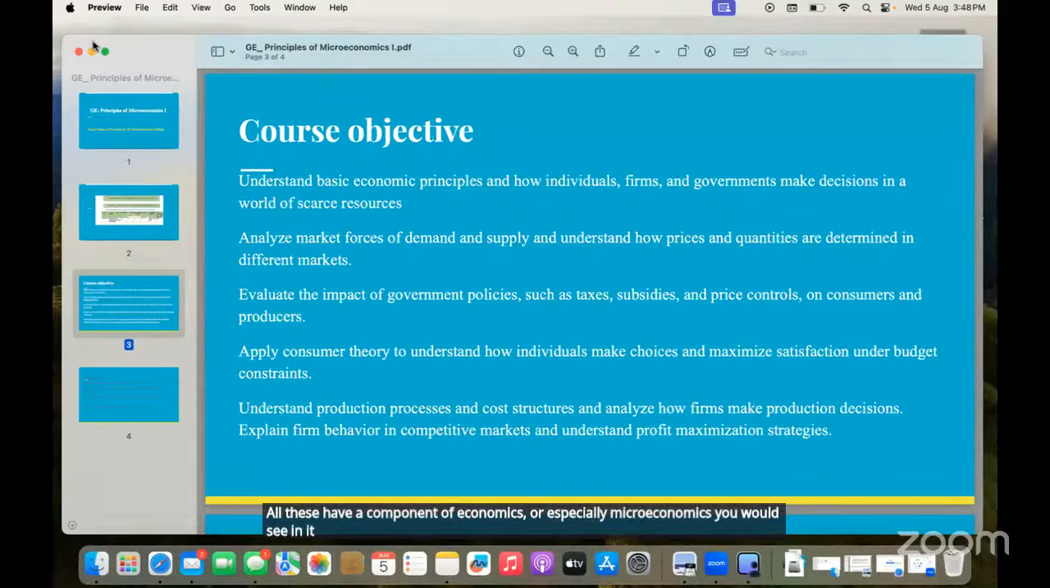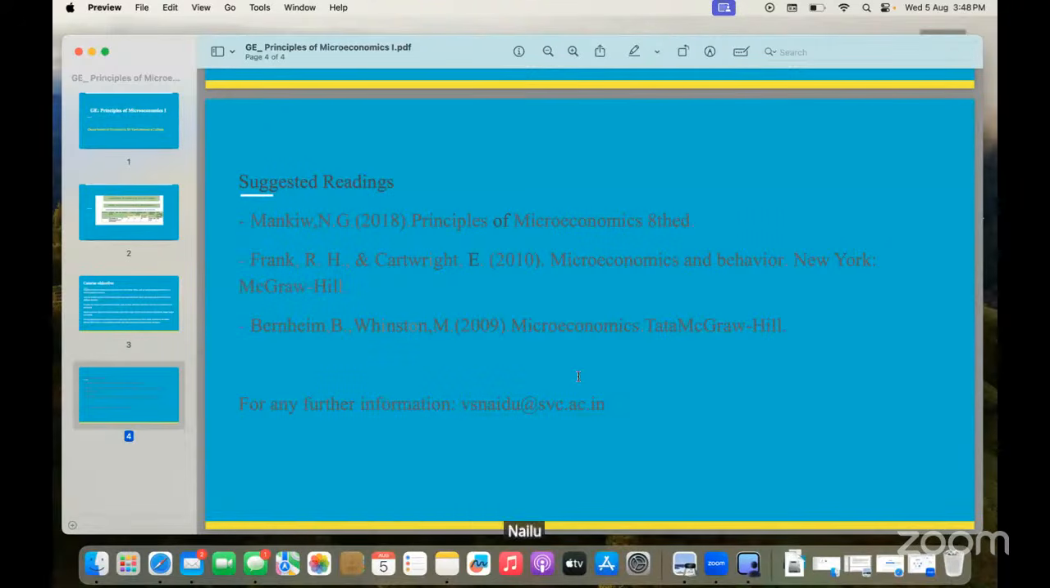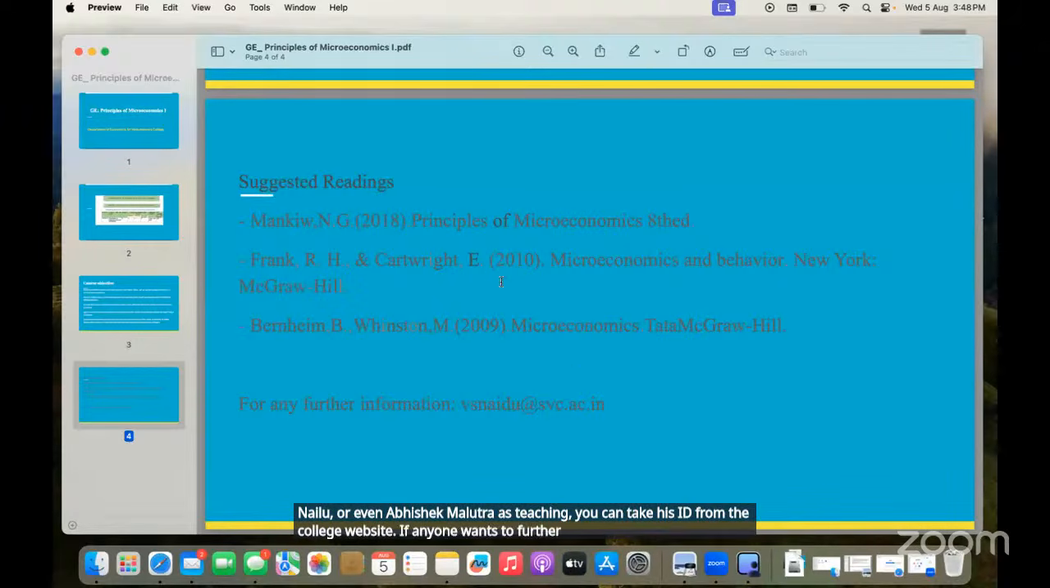If you have any further details or need any further information, you can contact me, B. Sushmita Naidu, or even Abhishek Malhotra sir, who is teaching. You can take his ID from the college website. If anyone wants to further refer to the books, you can go through these books. Okay, thank you.